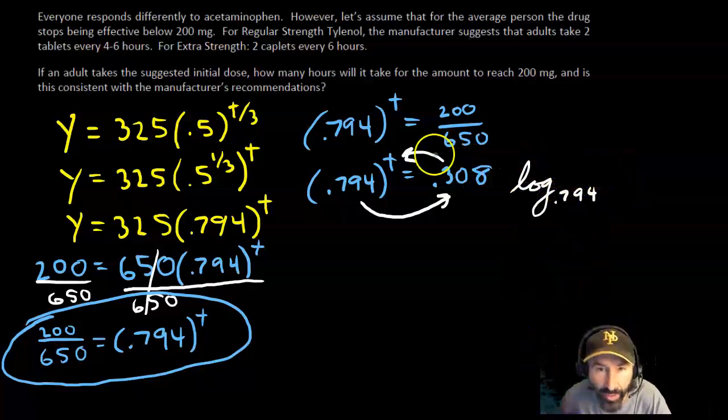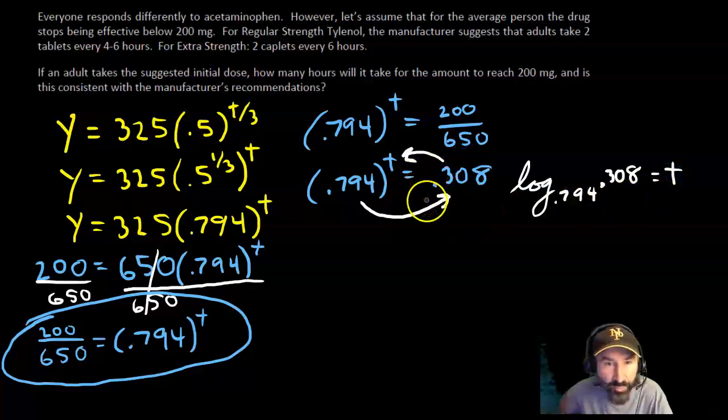And then we'll write 0.308. So the 0.308 should be in line with the bottom of the word log. And then that is all equal to t. Again, all I'm doing is the Weingarten rule. I go from 0.794 to 0.308 to t.